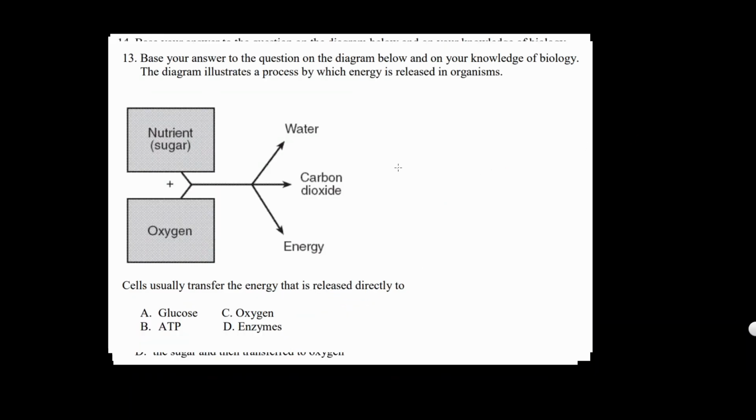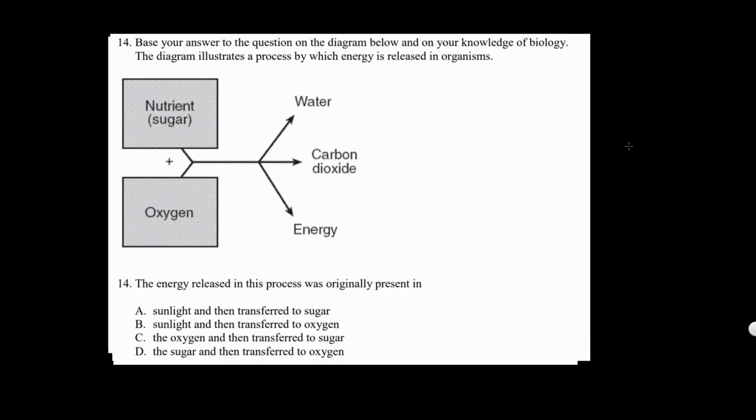Let me see. Based on the diagram below and your knowledge of biology, let's answer this problem. We got nutrient, sugar, probably glucose with oxygen input, and water comes out, energy comes out. We all guessed it, right? It's ATP, and then carbon dioxide comes off. What is this? This is cellular respiration. Oh, but I'm not looking for that. The cells usually transfer energy that is released directly to ATP. Answer choice B. So look at number 14.